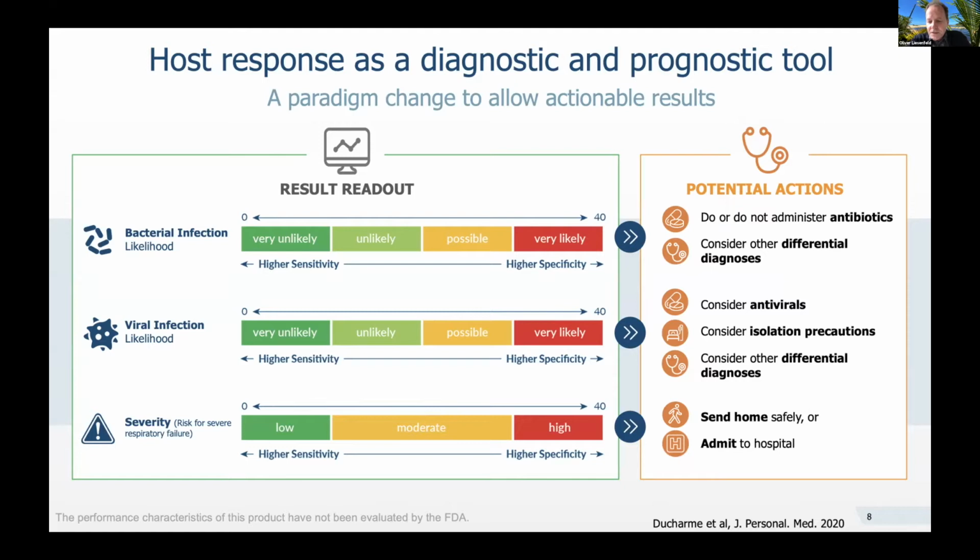On the right-hand side, you can see the potential actions that can result from a result presentation as it's shown on the left. And this can range from the question of whether or not to administer antibiotics, whether to consider other differential diagnosis. In the case of the viral infection likelihood, you will consider to use antivirals or to apply isolation procedures or again, other differential diagnosis. And lastly, the severity result can help you to make disposition decisions. For example, whether to send a patient safely home or whether to admit a patient to the hospital.